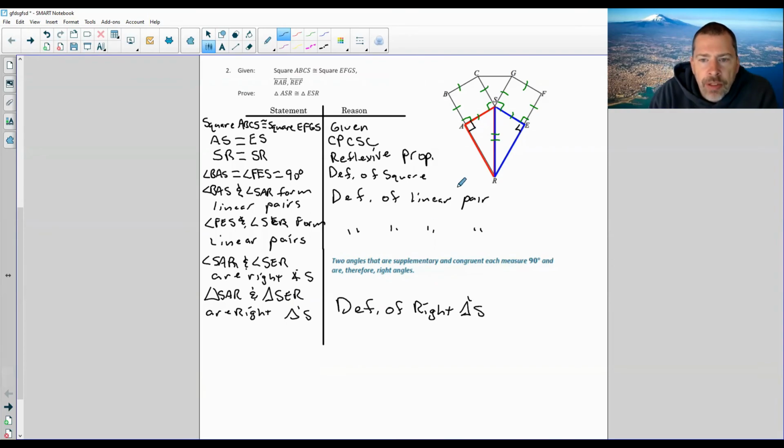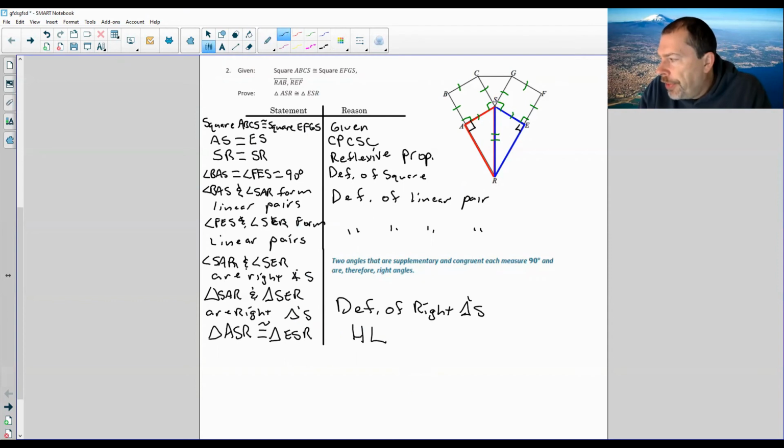We can't say SSA because that doesn't prove congruency, but we can now say triangle ASR. It doesn't matter how I word it. This is ASR here, and this is ESR. There's many ways you can name a triangle, but they're saying triangle ASR, which is the same triangle as SAR, is congruent to triangle ESR, which is what this says. And that's by hypotenuse leg. Okay, there you have it.